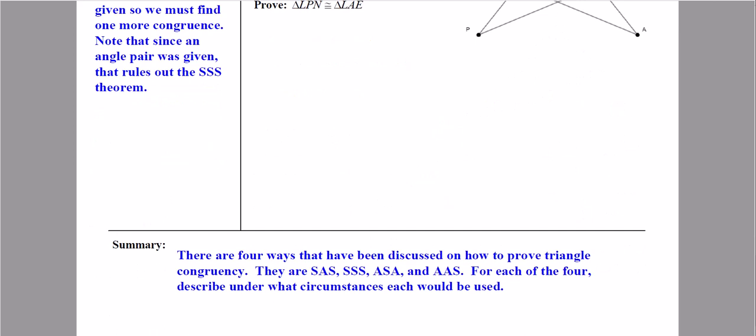I'm getting that feel. So anyway, for your summary, you might need to do this on a separate sheet of paper. This is a very, very important summary, so don't skip it. You shouldn't skip any summaries. But this one is pivotal because it's summarizing the last 4 videos on these topics. There are 4 ways that have been discussed on how to prove triangle congruency. SAS was the first one, then SSS, and in this video we talk about ASA and AAS. For each of the 4, describe under what circumstances each would be used. That means, what do you need to see in a diagram, or what parts do you need to know to be able to do those kinds of proofs?